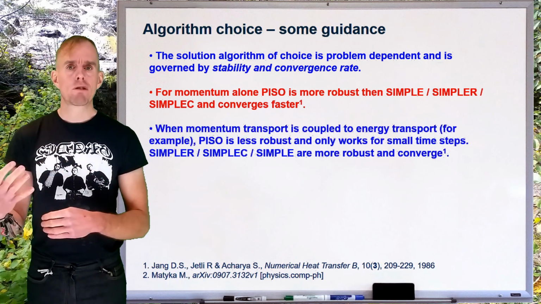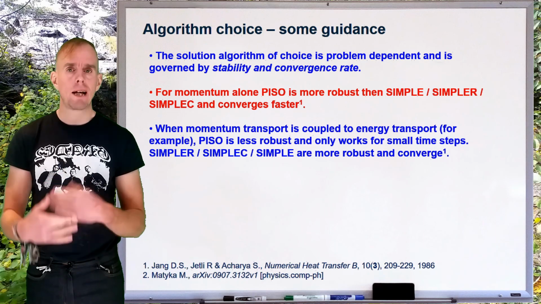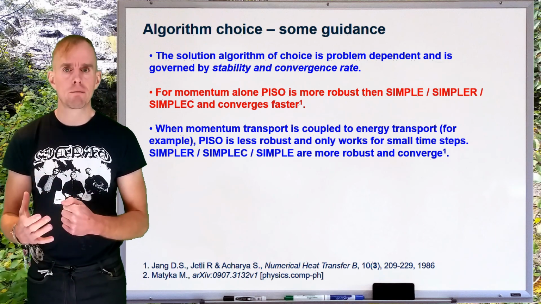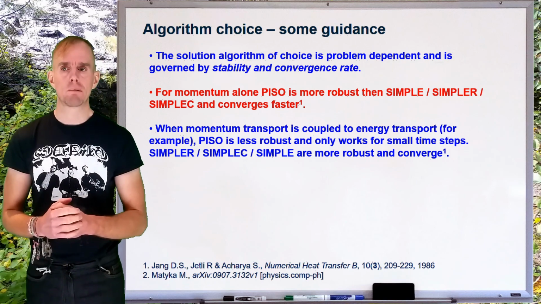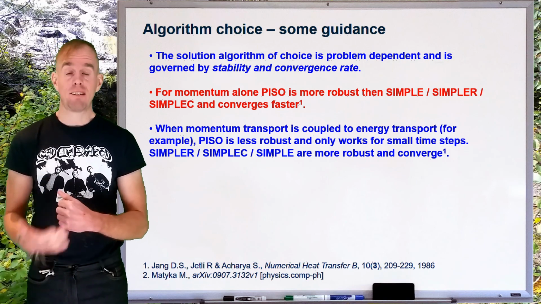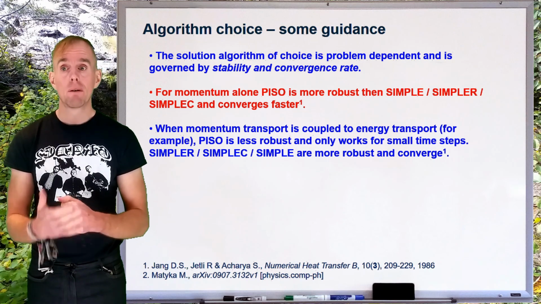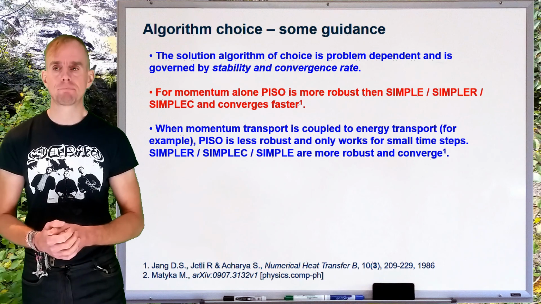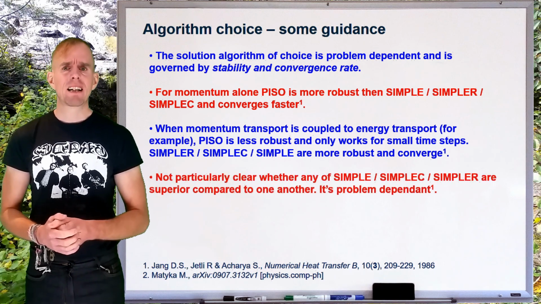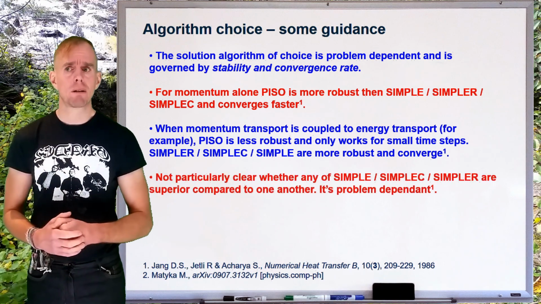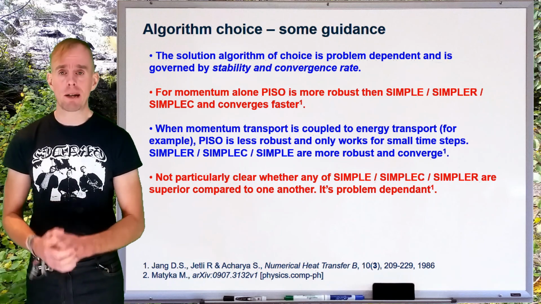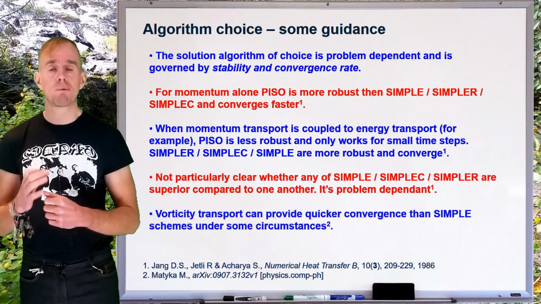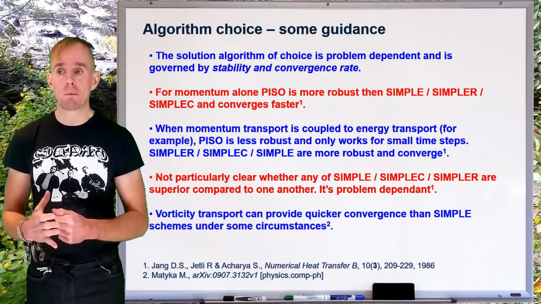If you're coupling momentum transport to another transport equation, for example energy transport or mass transport, try not to use PISO. It's less robust and only tends to work for small time steps. Simple, again, is a very good default solver to use, with maybe slightly quicker convergence with SIMPLER or SIMPLEC. It's not particularly clear whether simple, SIMPLEC or SIMPLER are superior compared to one another. It depends on the problem. So the take-home message really is to try simple as your first algorithm of choice, and if it works, smile and be happy.